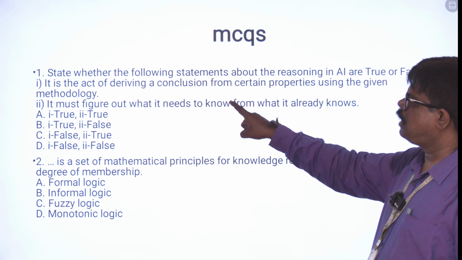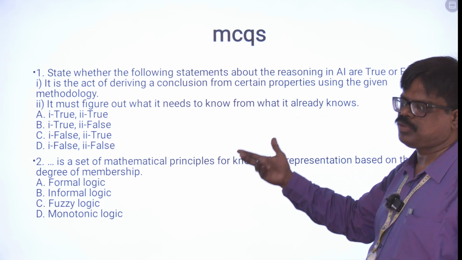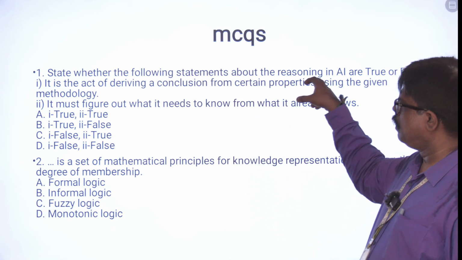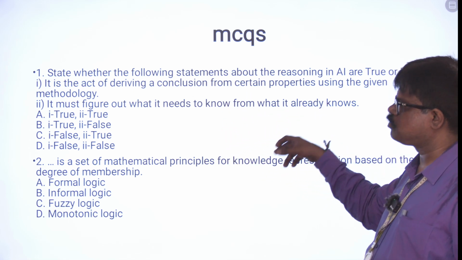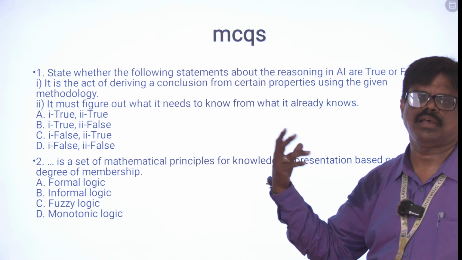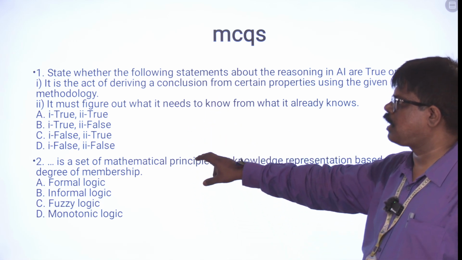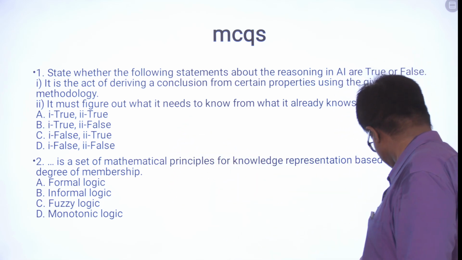First statement: it is the act of deriving a conclusion from certain properties using the given methodology. Obviously reasoning is the thing which is used to derive information from the given methodology, so it is true. It must figure out what it needs from what it already knows, so it has to work from the data the model is given. So it is true. The first option is the correct one, A. You can make a note of it. A is the right answer.